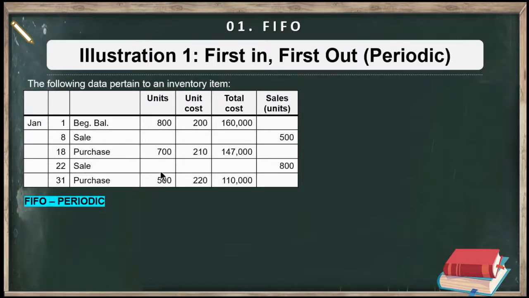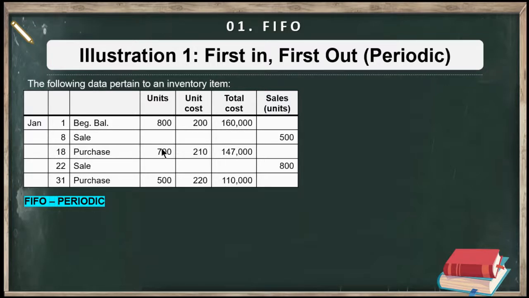To determine how much is the inventory, if it's not given in the problem, you simply get the remaining items that are unsold. The simplest way would be to add all of these items here. So that's 800 plus 700 and then plus 500. These are all your goods available for sale.